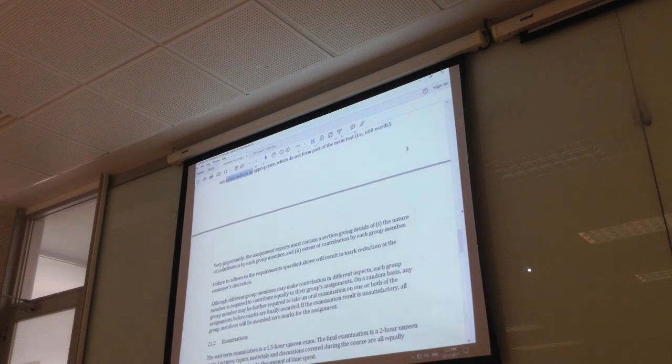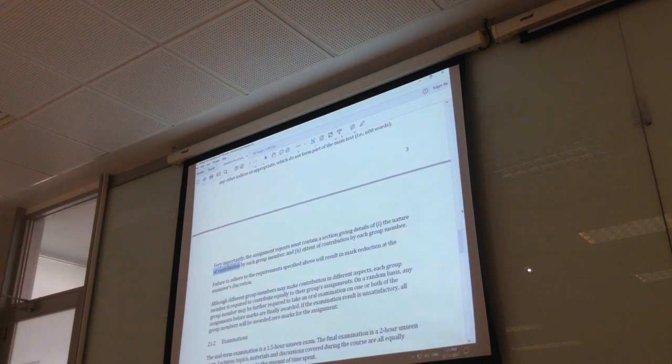Very importantly, each report, or both reports, must have a section that gives details on the nature of the contribution by each group member. There are 5 of you. Each of you does what? One could be setting up a venue, the main contribution, picking coffee shops or restaurants for meetings, and nothing else. Write that down.